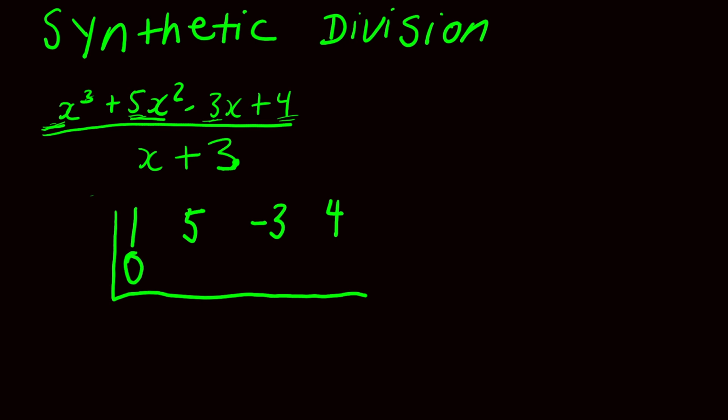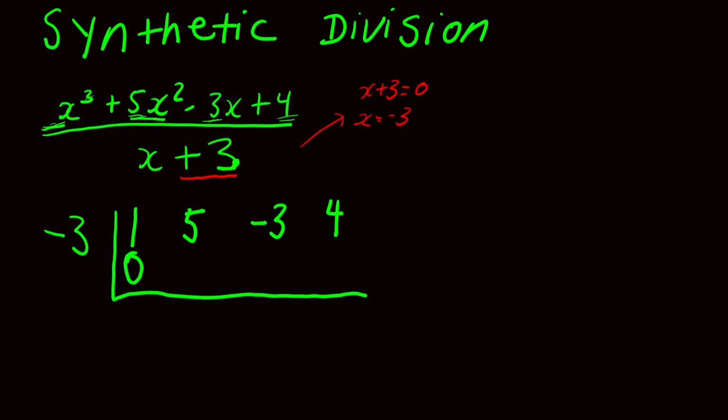For every single synthetic division problem, no matter how hard or how easy, there's always going to be a 0 here. Now, what we put out here is the opposite of the constant in the denominator. So what does that mean? So plus 3, the opposite is negative 3. Or you can think about it like x plus 3 equals 0. Set the denominator equal to 0, x equals negative 3. Boom, we have our negative 3. So negative 3 goes out here.